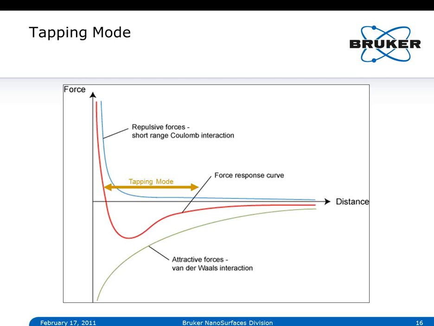And already from that curve, we can see that repulsive forces is really where you want to be if your goal is high resolution imaging. Then your goal should be to use the short range Coulomb interaction, because you have a much shorter range, which will then result in higher resolution than if you would use the attractive forces, because the interaction distance is much larger.